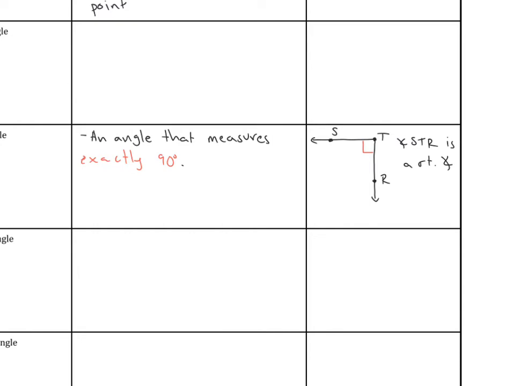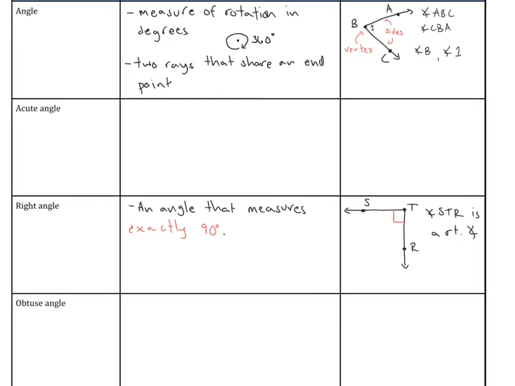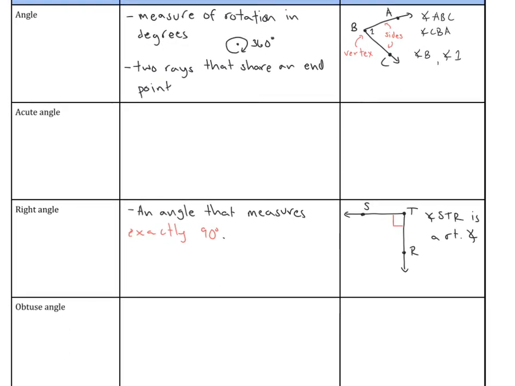All right, now we can go ahead and move back into that second vocabulary word that I skipped, which is an acute angle. An acute angle is an angle that measures less than 90 degrees.